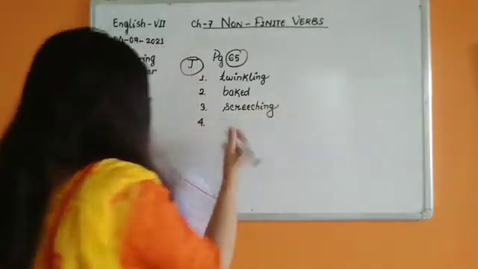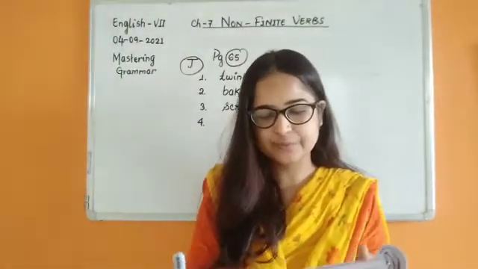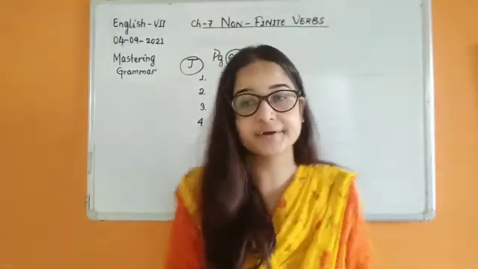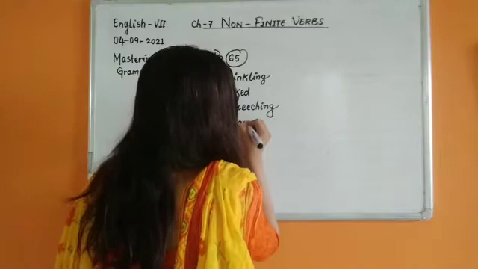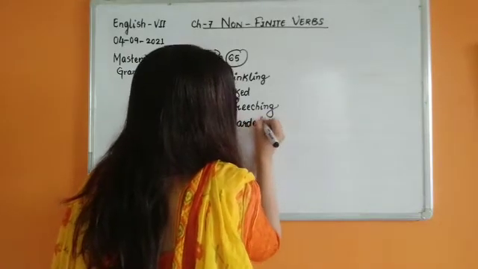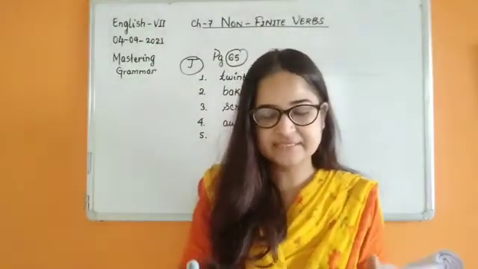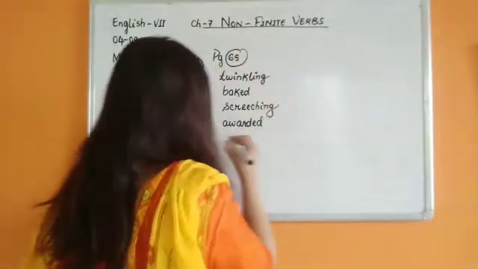Number 4. The dash students were asked to come for a group photo session. The awarded. We will see, children, they are verbs but they are acting like adjectives. So they are called participles. The dash incident disturbed the children. The horrifying incident.